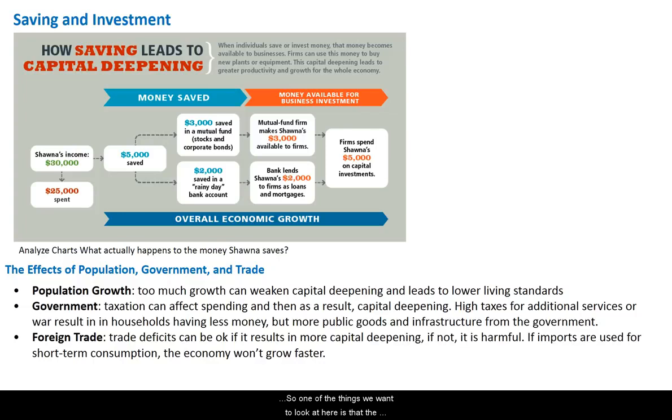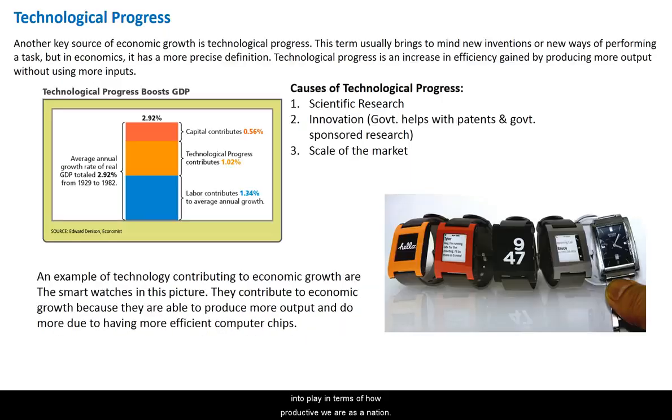One of the things we want to look at here is the effects of population growth, government, and trade, which all have an effect. And so all this stuff comes into play in terms of how productive we are as a nation. Technological progress is something that can lead to economic growth.